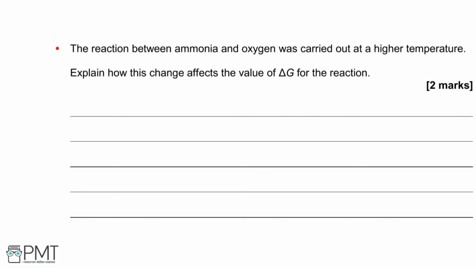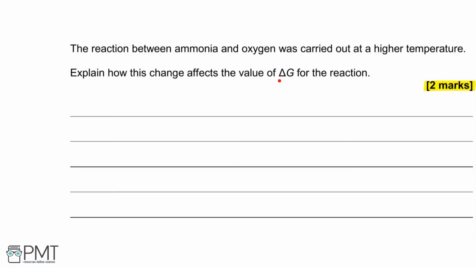The reaction between ammonia and oxygen was carried out at a higher temperature. Explain how this change affects the value of delta G for the reaction. This question is worth 2 marks. So we will get 1 mark for just stating the effect on the Gibbs free energy change, and the other mark for explaining why that occurs.